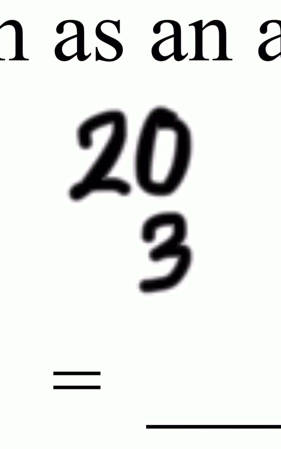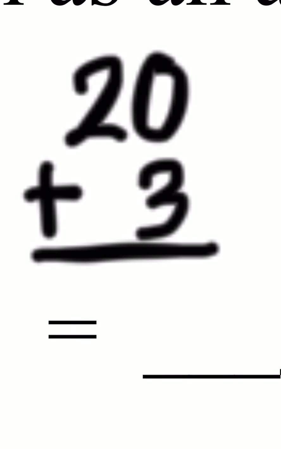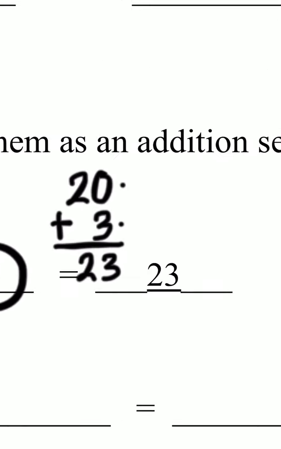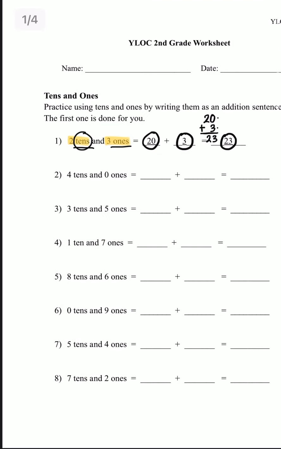Now we need to add 20 and 3. And we need to first add the ones place, which would be 0 and 3. So 0 plus 3 is 3, and 2 plus 0 is 2. So 23 is the answer for number 1. Let's look at number 2.